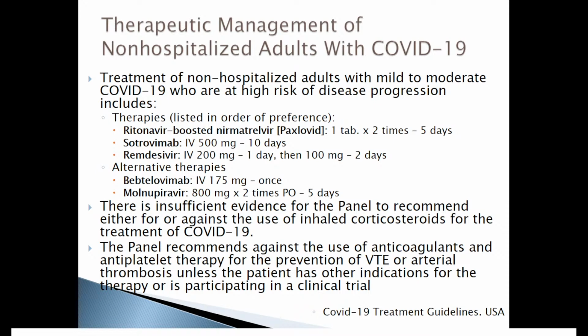Also, if these three main drugs, the first of which is Paxlovid, are not available or have some contraindication, it is possible to use alternative antiviral therapies, which include bebtelovimab and molnupiravir. So you see, in Russia and the United States, mostly different antiviral drugs are recommended. And in the United States, they use sotrovimab and bebtelovimab, which are also not approved in Russia yet, which are monoclonal antibodies against the spike protein of COVID-19. These drugs are not available and not used in Russia.